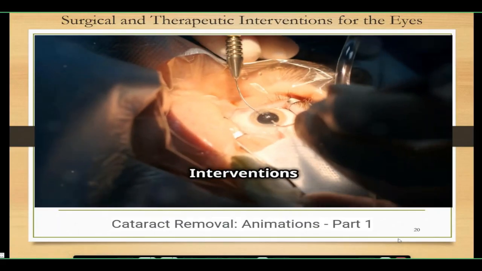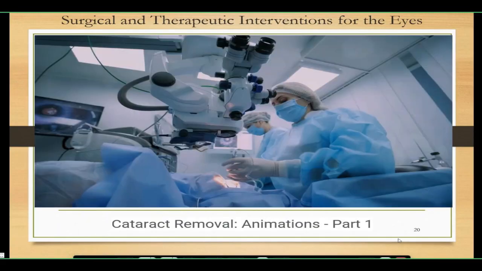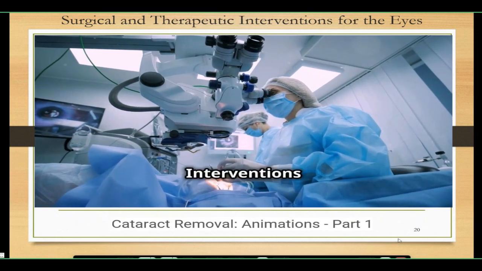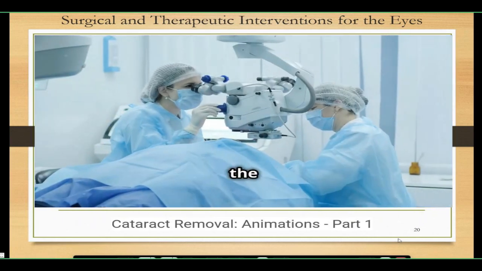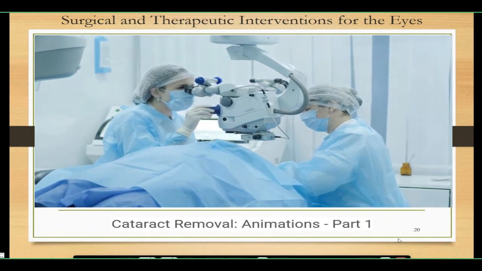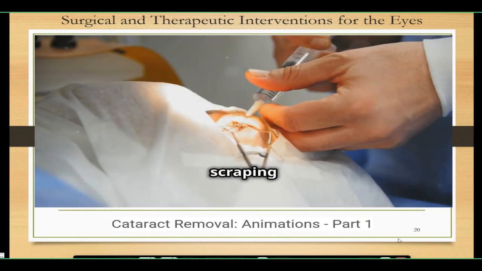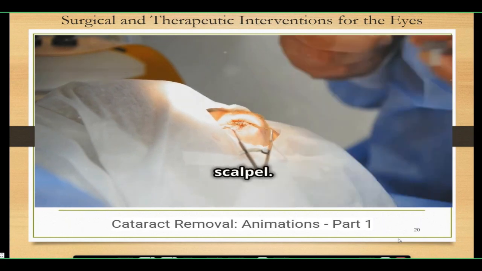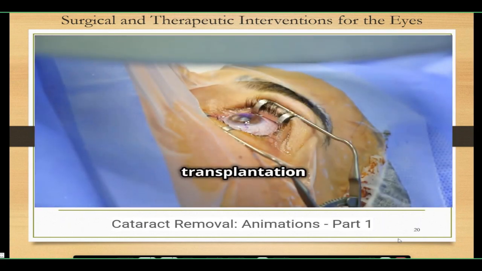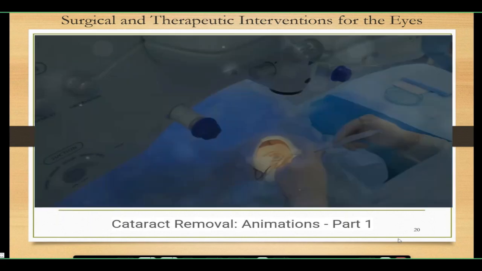Surgical and therapeutic interventions for the eyes. First, let's review some of the surgical interventions for the eyes. Blepharoplasty is surgical repair of the eyelids to repair ptosis. Corneal abrasion is scraping away the outer layers of the cornea, either by laser or with a scalpel. Corneal transplant is transplantation of corneal tissue.